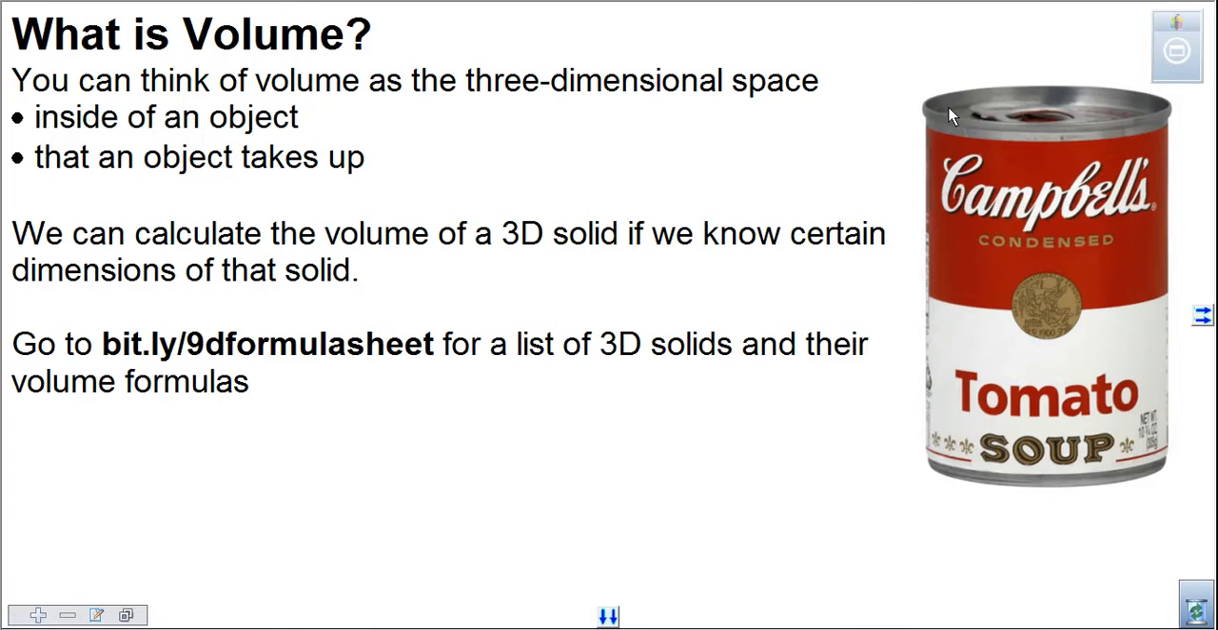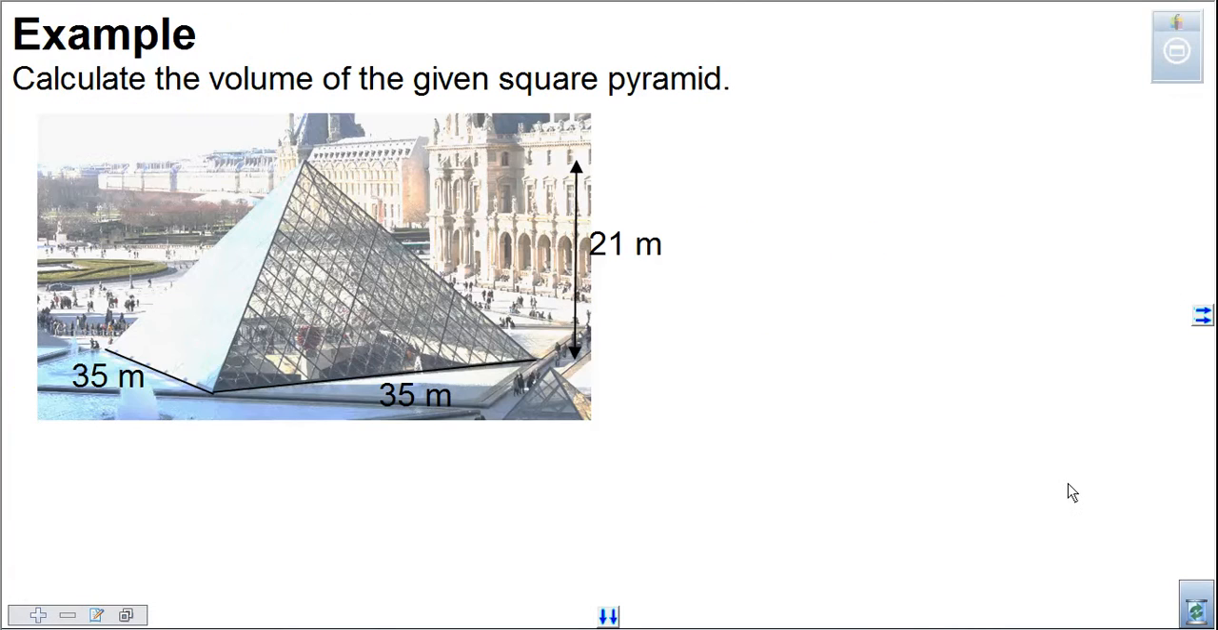Okay, and now we can calculate the volume of 3D solids if we know the formula and we know certain dimensions. Okay, so if you need a formula sheet, you can just search for one in your browser and you'll find a really handy one. So let's just go ahead and calculate the volume of this pyramid. So the first thing that you would need to do is write down the formula.